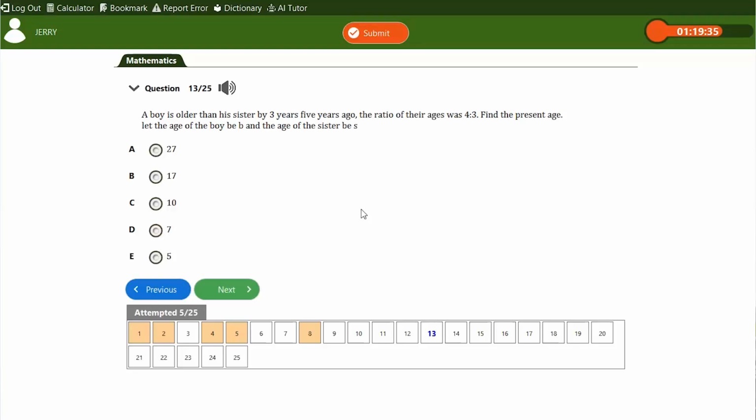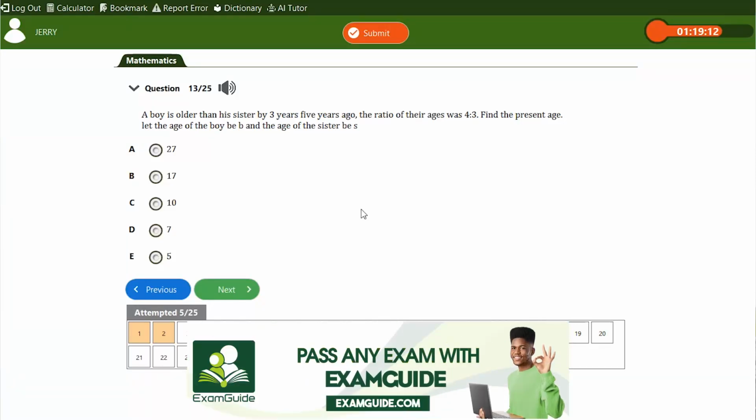The ratio of their ages was 4:3. That is 5 years ago, 4:3. They say we should find the present age of this boy, okay? They now say let the age of the boy be B and the age of the girl be S. So they have given us what to use.